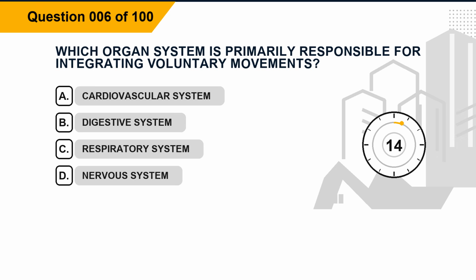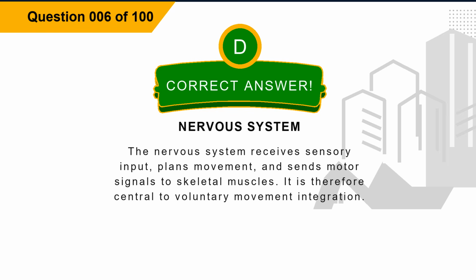Question 6. Which organ system is primarily responsible for integrating voluntary movements? Option A, cardiovascular system. Option B, digestive system. Option C, respiratory system. Option D, nervous system. The correct answer is option D, nervous system. Explanation. The nervous system receives sensory input, plans movement, and sends motor signals to skeletal muscles. It is therefore central to voluntary movement integration.